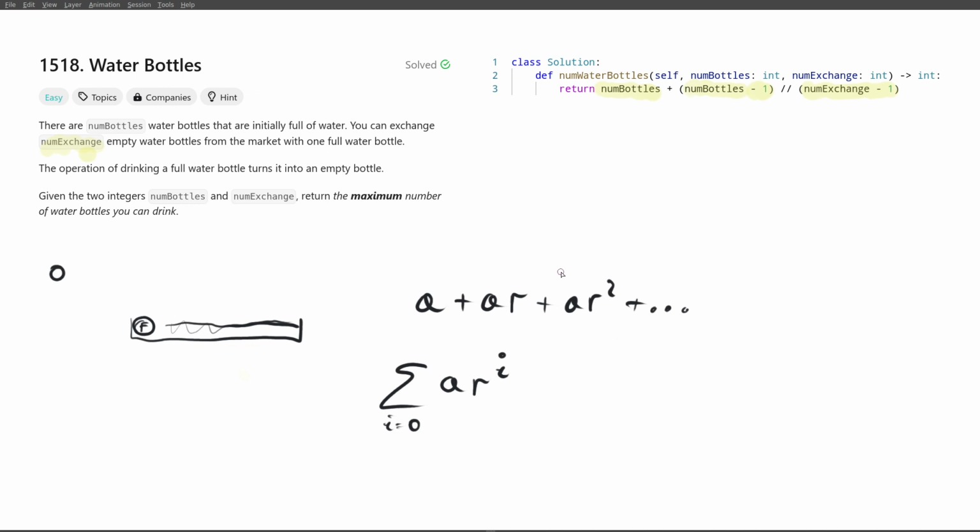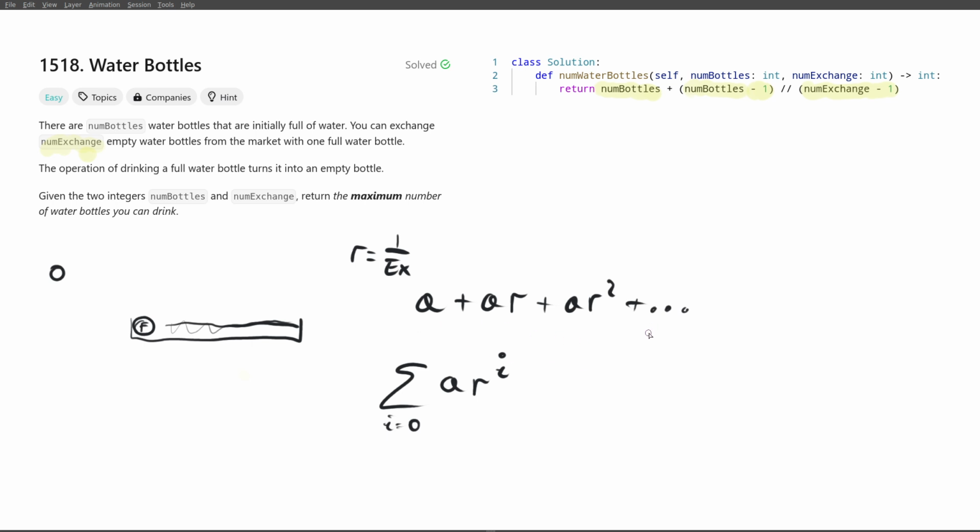Now the relation of the geometric series to our problem is quite easy to see. Because if we set r to be equal to 1 over the exchange ratio, and of course a is the number of bottles that we have, then we can drink those a bottles. Then, for every num-exchange bottles, we can turn those empty bottles into full ones and drink them. So we have a divided by exchange bottles. Then, from a divided by exchange, so a times r bottles, all of them can also be grouped into groups of exchange and exchanged for full bottles, and so on.